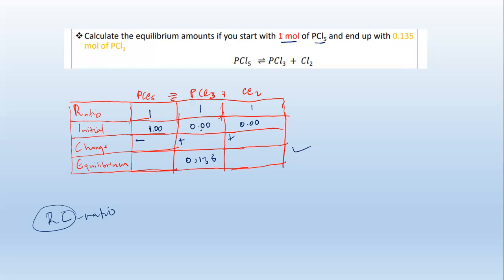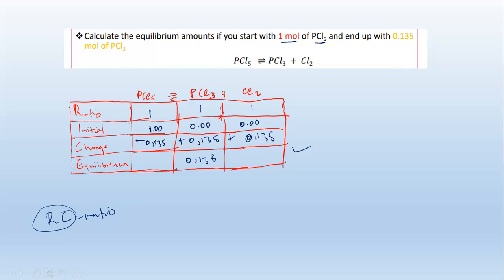So 0 plus this. For the fact that you are adding to 0, you might as well say this plus 0. This plus x supposed to get 0. It's the same as how much? It's the same as 0,135. Now let us use the RC ratio to determine the others. For the fact that we have 1, 1, this is going to be the same. So here we also have 0,135. And for the fact that we have 1, 1, this is going to be the same, which is going to be 0,135.